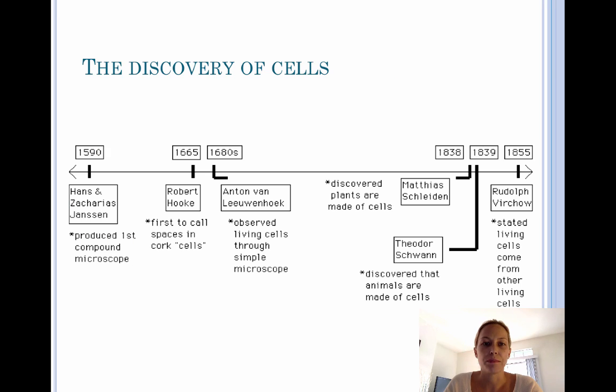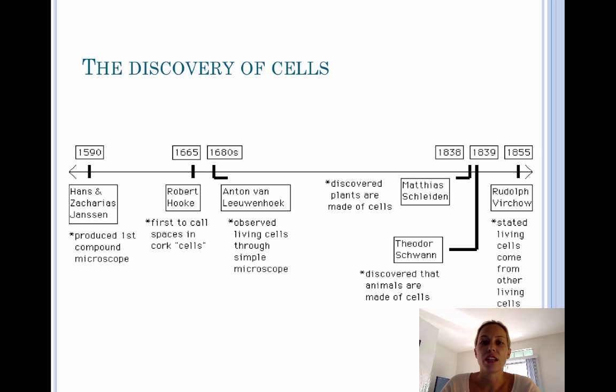So let's get started. Here we have a timeline of the discovery of cells. Now, the discovery of cells would not have been made possible if it weren't for the development of the compound microscope. So way down here in 1590, we have Hans and Zacharias Janssen. They were responsible for producing the first compound microscope. In 1665, Robert Hooke was the first person to observe cells.